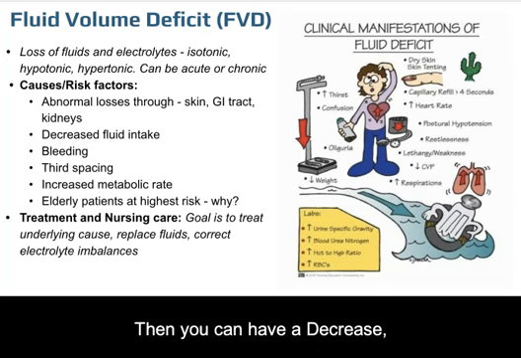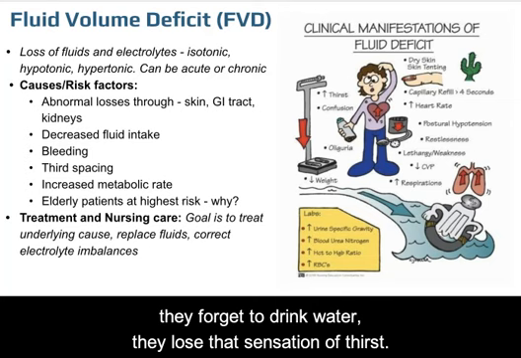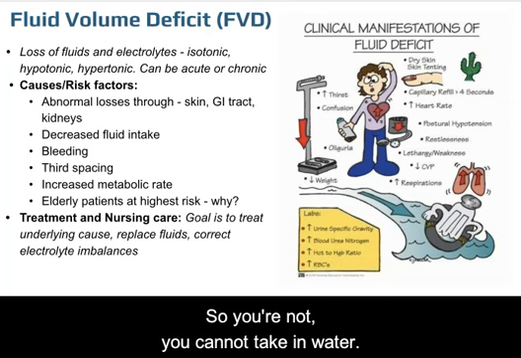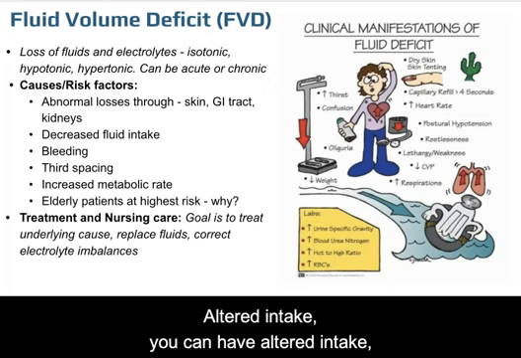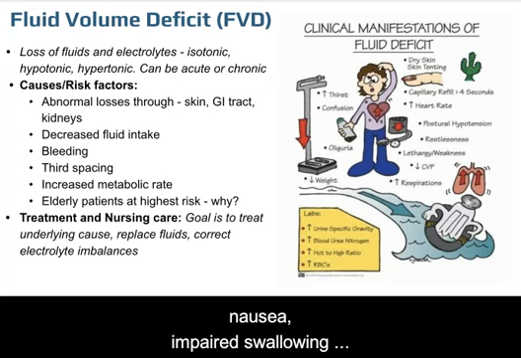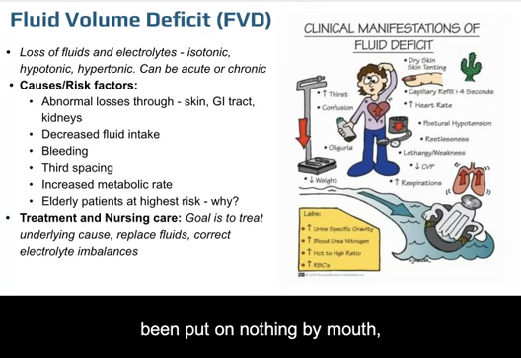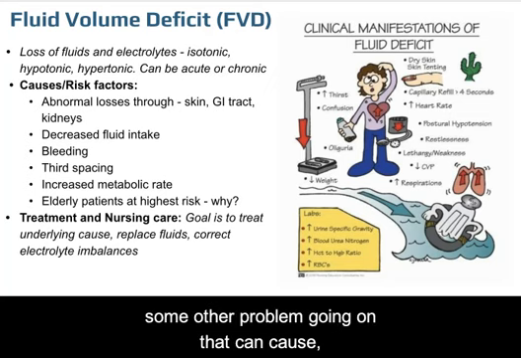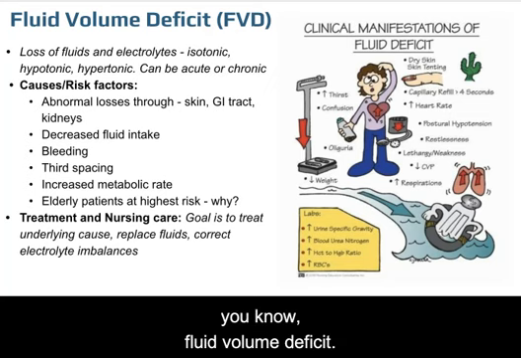Then you can have decreased intake, inability to drink water. Older adults, they forget to drink water. They lose that sensation of thirst. You could have oral trauma, so you cannot take in water. You can have altered intake, for example, anorexia, nausea, impaired swallowing, confusion. Or if you're a patient who has been put on nothing by mouth, NPO status, because you're supposed to have a surgical procedure, or there's some other problem going on, that can cause a fluid volume deficit.